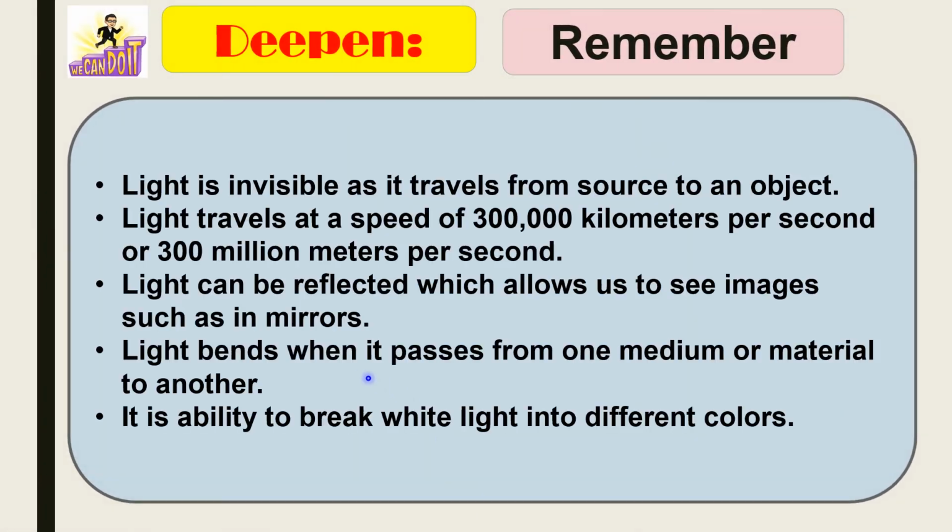So you need to remember these notes: light is invisible. Light travels at a speed of 300,000 kilometers per second. Light can be reflected, which allows us to see images. Light bends when it passes through one medium or material, and light can also break white light into different colors.